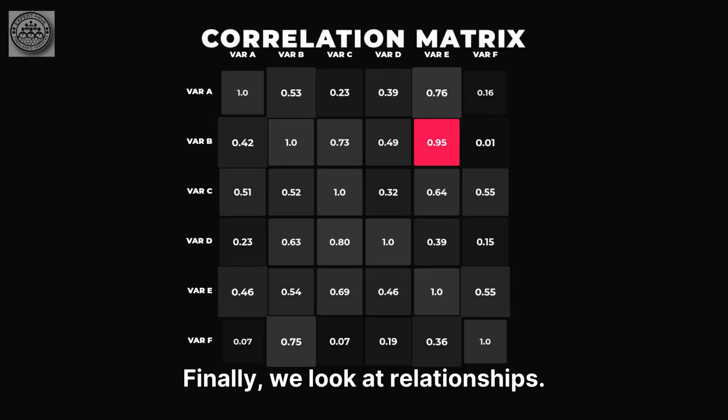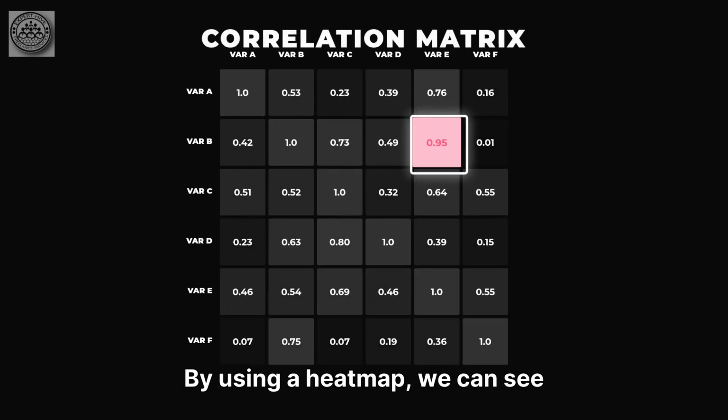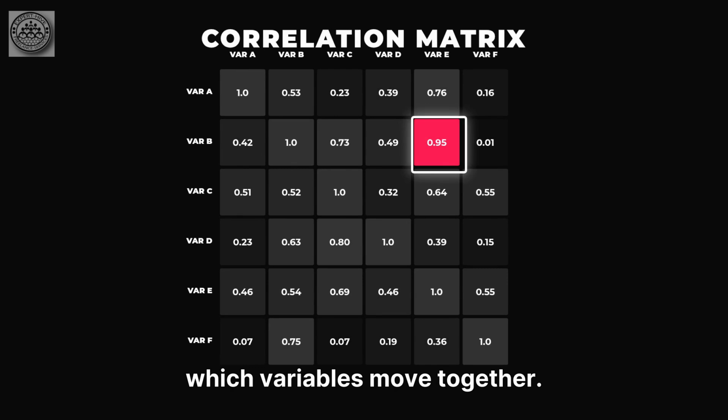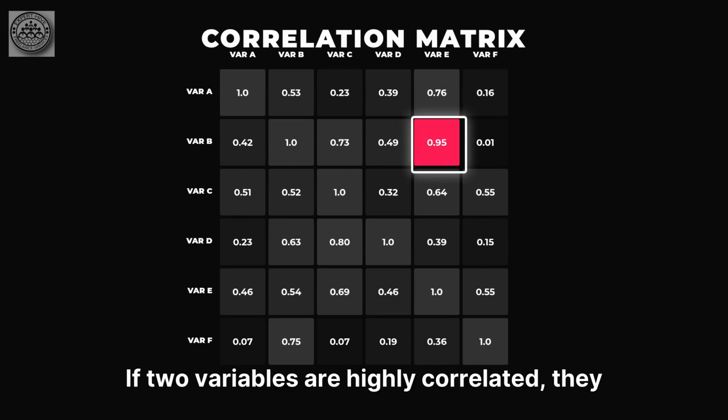Finally, we look at relationships. By using a heat map, we can see which variables move together. If two variables are highly correlated, they might be providing the same information to our model.